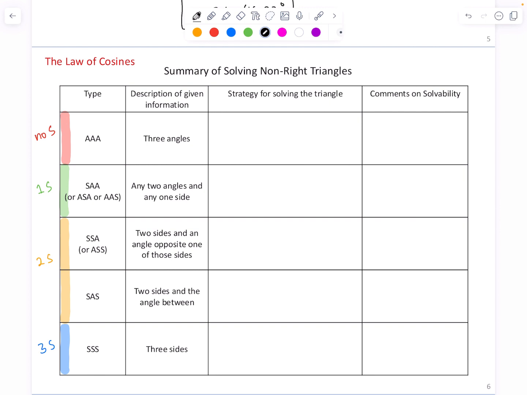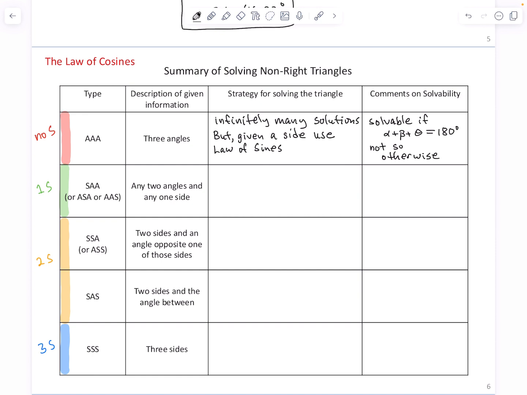No sides are known, but 3 angles are known. Comments on solvability. We know it's solvable if the interior angles add to 180 and not so otherwise. And if no sides are given, then there's really infinitely many solutions. And there will only be a unique solution if one side is also known. But given a side, use the law of sines to find the other 2 sides.